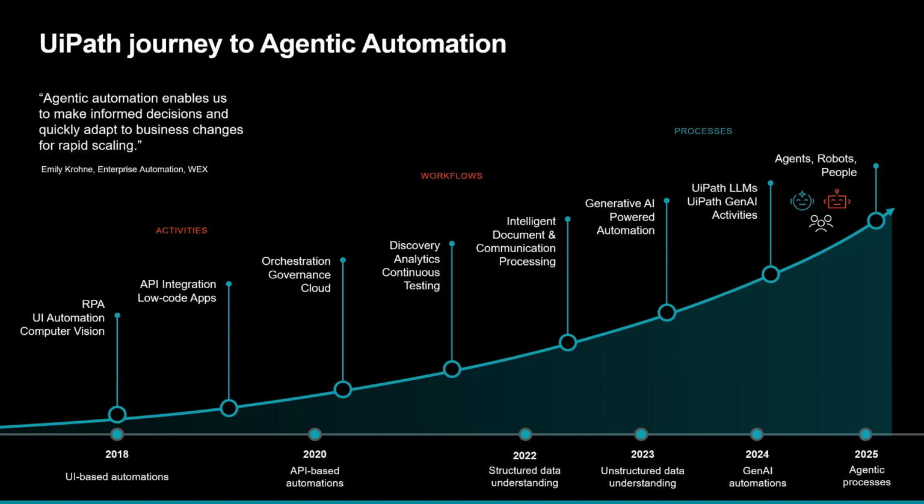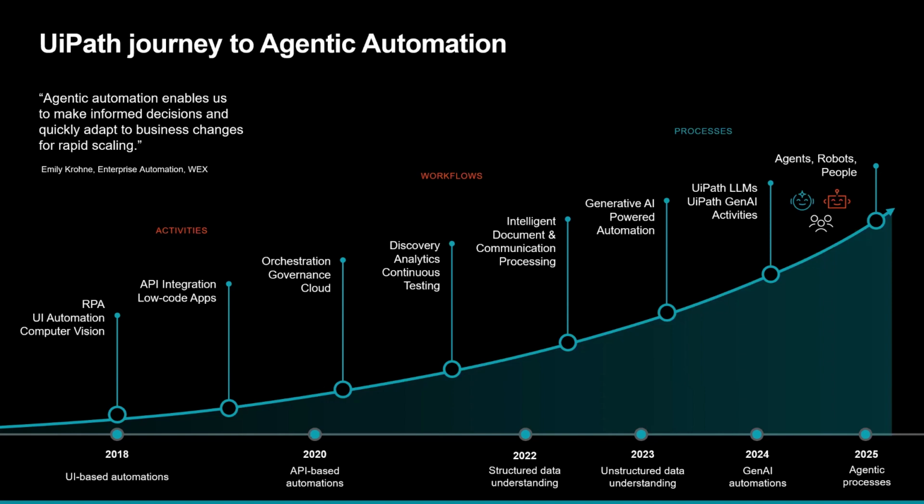This shift that we see from focusing on activities to facilitating workflow automation, and now to process-level agentic automation, really mirrors the evolution of AI as a whole that Amit referred to earlier.